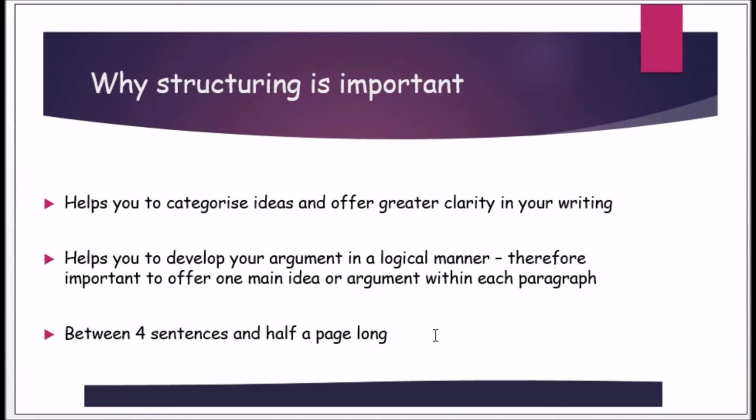Therefore, you should typically aim to write between 4 sentences and half a page long for the ideal paragraph length. And if it is any longer than half a page, you firstly need to review that paragraph to ensure that you're actually only writing about one main point. And if that is the case, and you are only writing about one main point, but your paragraph is over half a page long, then you need to have a look at it and think about whether you can break it down into 2 separate paragraphs.